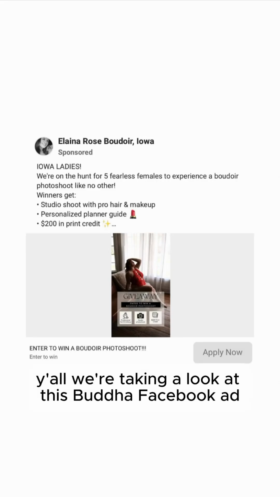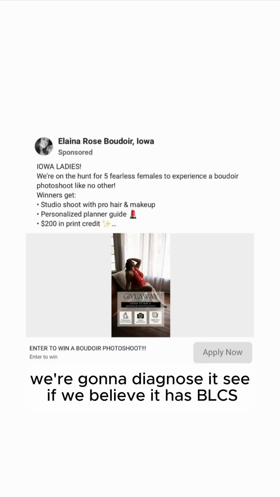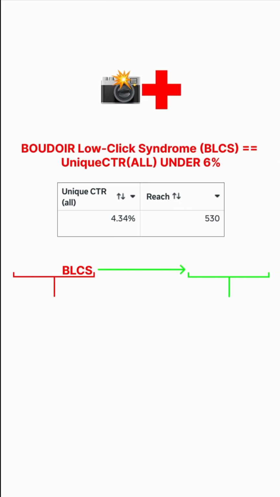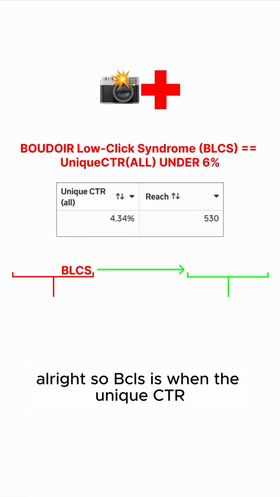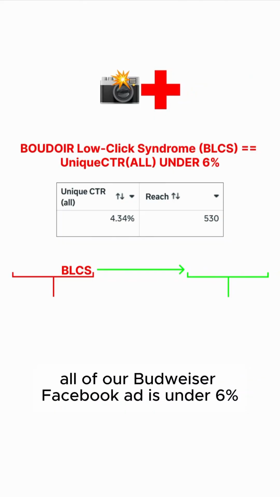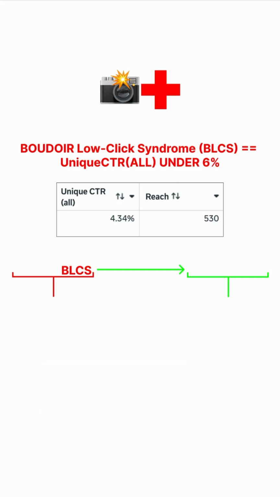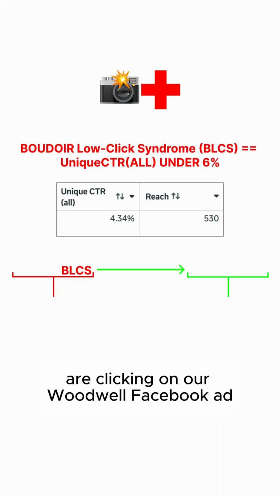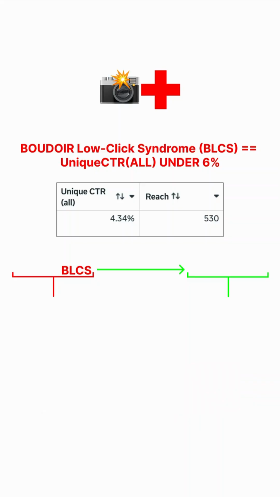All right, y'all, we're taking a look at this Boudoir Facebook ad. We're going to diagnose it, see if we believe it has BLCS, aka Boudoir low click syndrome. BLCS is when the unique CTR all of our Boudoir Facebook ad is under 6%, and this means fewer than 6 out of 100 women are clicking on our Boudoir Facebook ad.